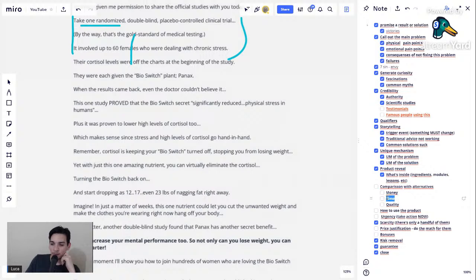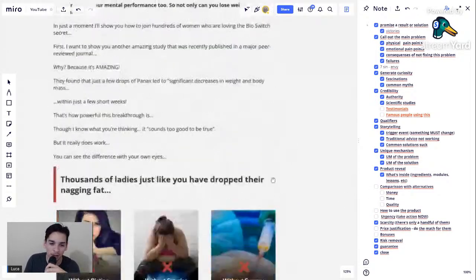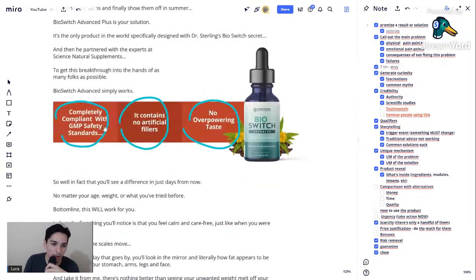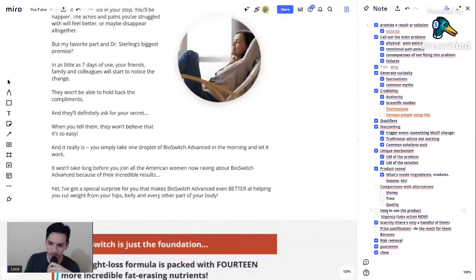And it's not making a comparison of time, like, hey, if you try this solution, it's going to take 2 or 3 years to lose all those pounds, but if you try my solution, you're going to do it faster and easier. And the quality, maybe it's something that it mentions, in the sense that it says that it's completely compliant with GMP safety standards, no artificial fillers, no overpowering tastes, right? That's kind of a quality thing, but I'm still not going to mark it. I mean, the elements are still here, right? They are not explicit, but they're still here.